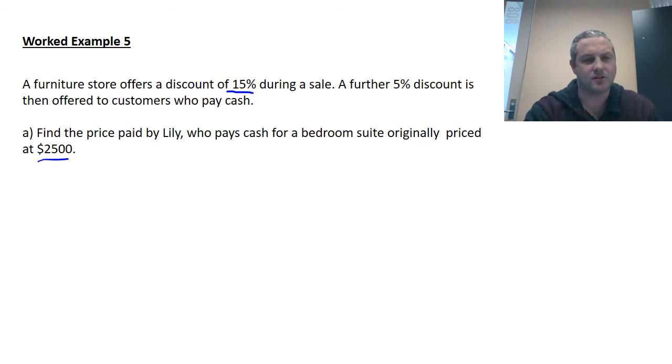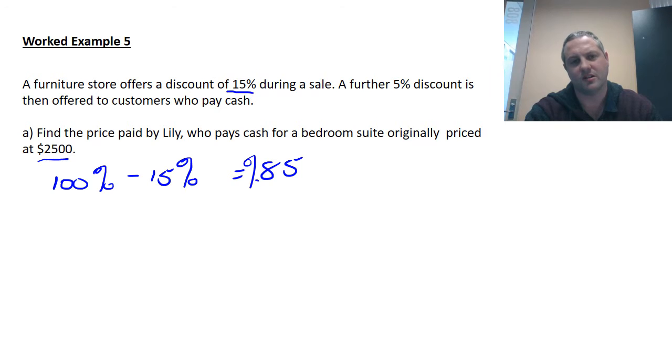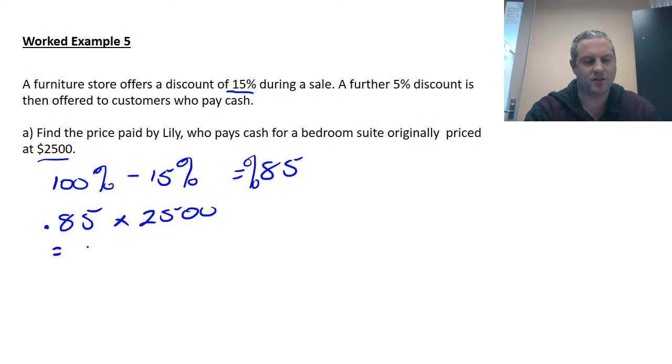We'll start with question A. We've got 100% and we take away that 15%, which leaves you with 85%. From here we need to find 85% of 2,500. We convert it into a decimal like we've done before and multiply it by $2,500. That leaves us with $2,125. That's the first discount.